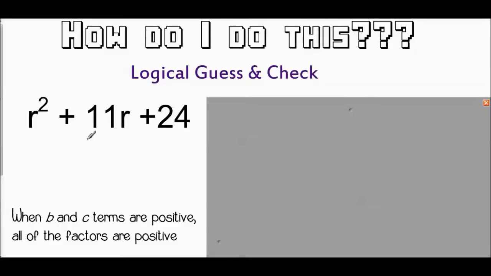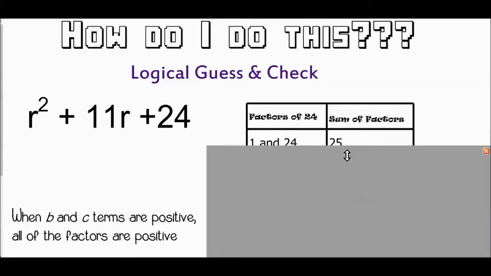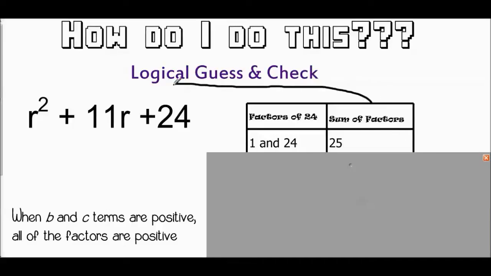Now you could potentially do all this in your head. However, I think it's easier, and for most of you, especially starting out, if you have some sort of framework to organize this, and we call this the columns. So you would make 2 columns. One column is the factors of 24, meaning what numbers can I multiply to get 24, and then if I add those factors, what is the sum of those factors? So let's start with 1. 1 and 24, those are factors of 24 because 1 times 24 is 24. When I add those, I get 25. So that didn't work because I'm wanting this sum to equal my middle term.